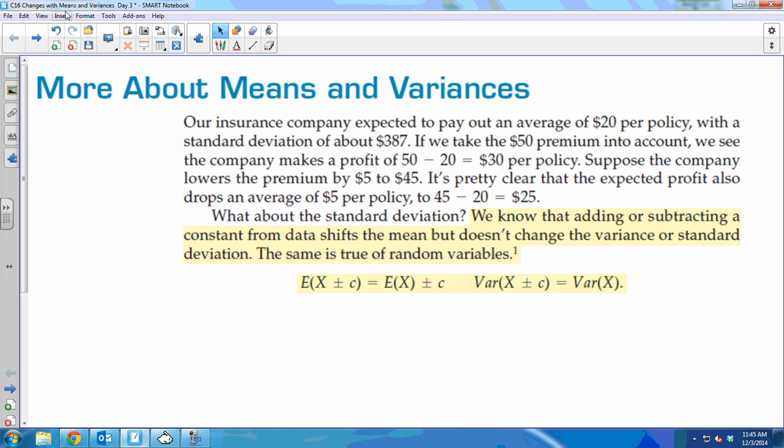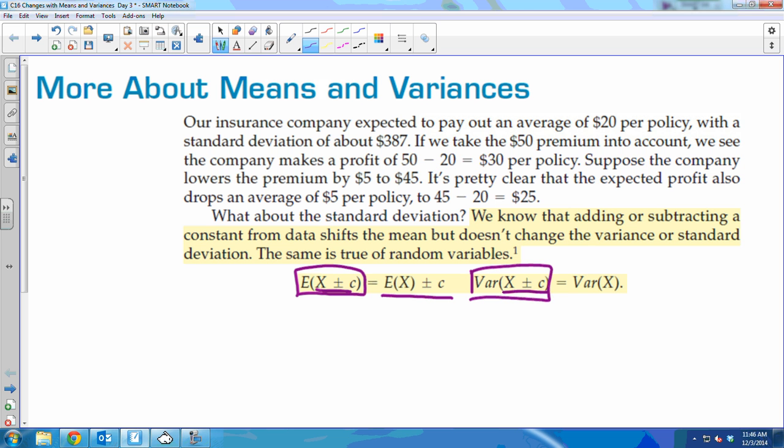So if you look at the notes on the board, it says if you're going to add a constant to your random variable x, then you just take the expected value and add or subtract the constant. If you're going to add or subtract a constant to your random variable x, you leave the variance alone. Just like we did way back in Unit 1.